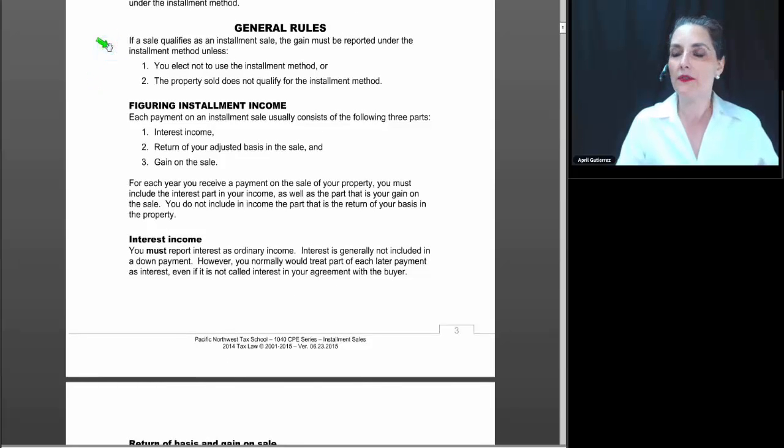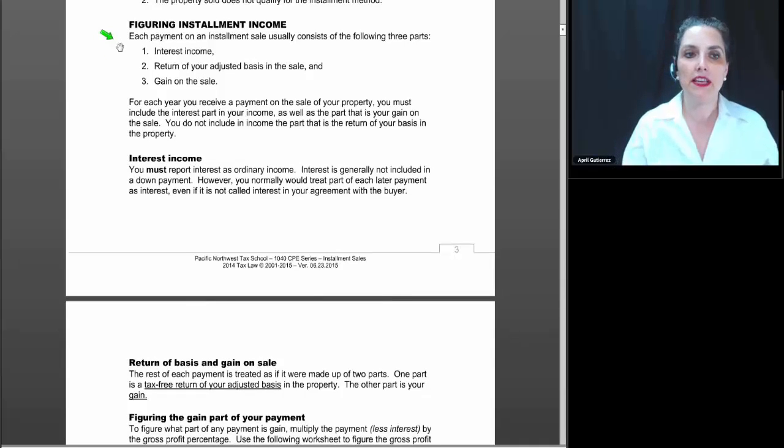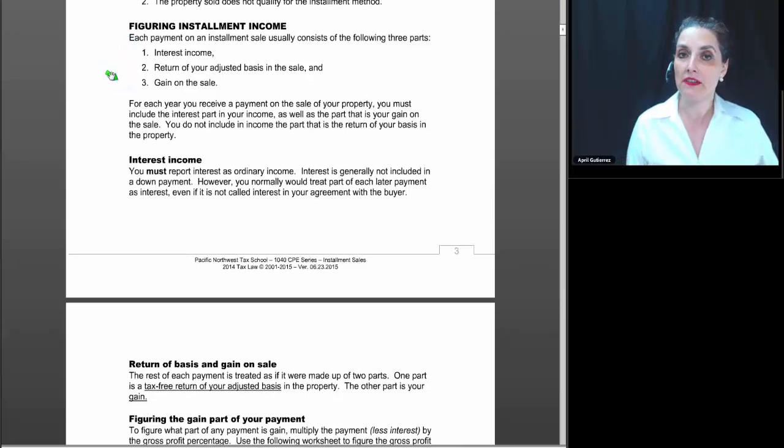If a sale qualifies as an installment sale, the gain must be reported under the installment method unless you elect not to use the installment method or the property sold does not qualify for the installment method. Figuring your installment income: each payment on an installment sale usually consists of the following 3 parts: interest income, return of your adjusted basis in the sale, and gain on the sale. These 3 figures are really important, and how each is treated is very different.